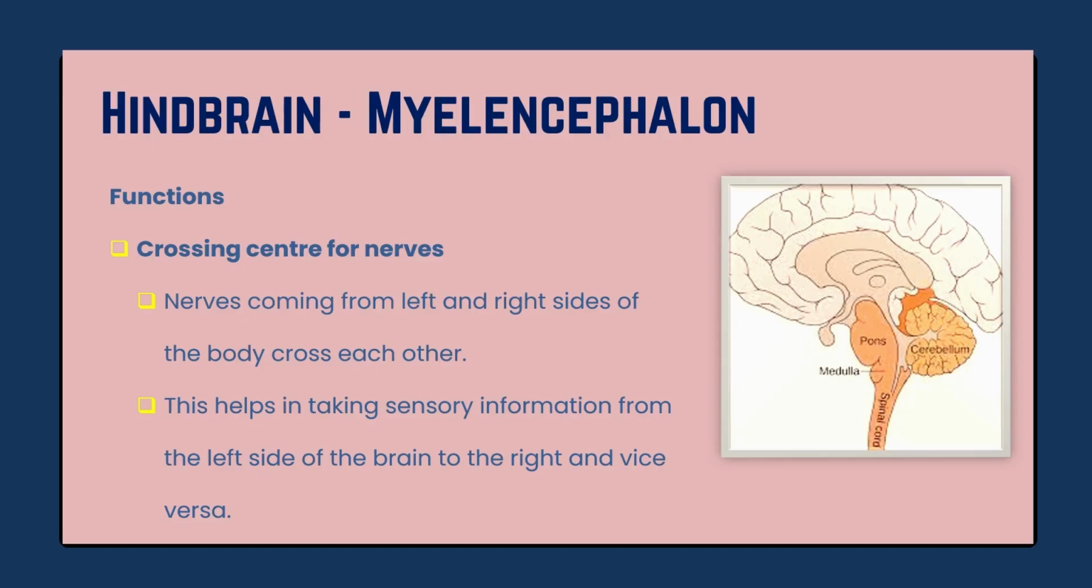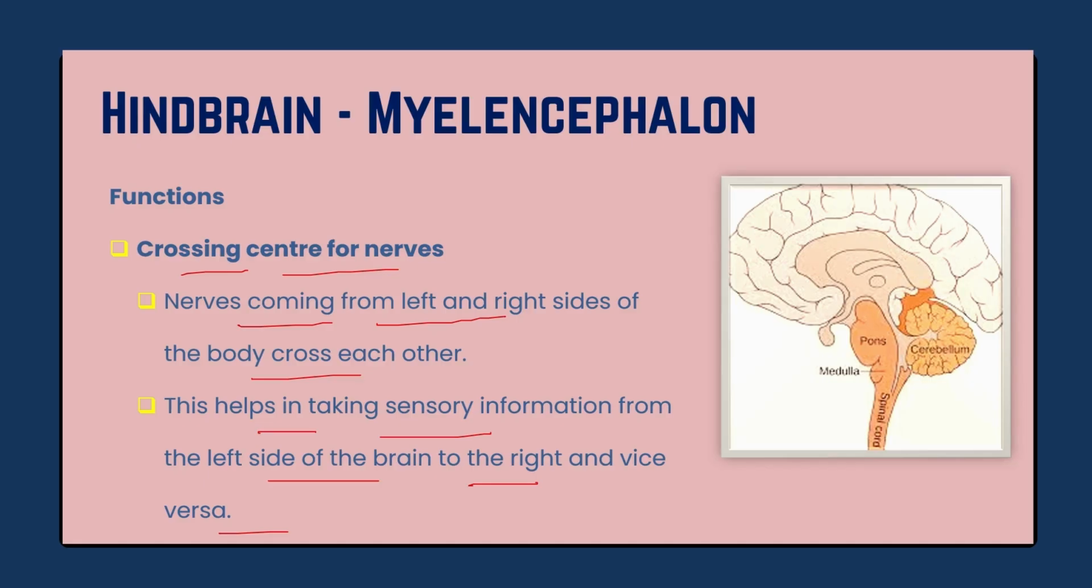Medulla also functions as a crossing center for nerves. Nerves coming from left and right sides of the body cross each other. This helps in taking sensory information from the left side of the brain to the right and vice versa. In one of the videos that I'll be posting later on about brain lateralization, which is your block 3, we'll study that the left side of the brain controls the right side of the body and the right side of the brain controls the left side of the body. So there is a crisscross there, lateralization.